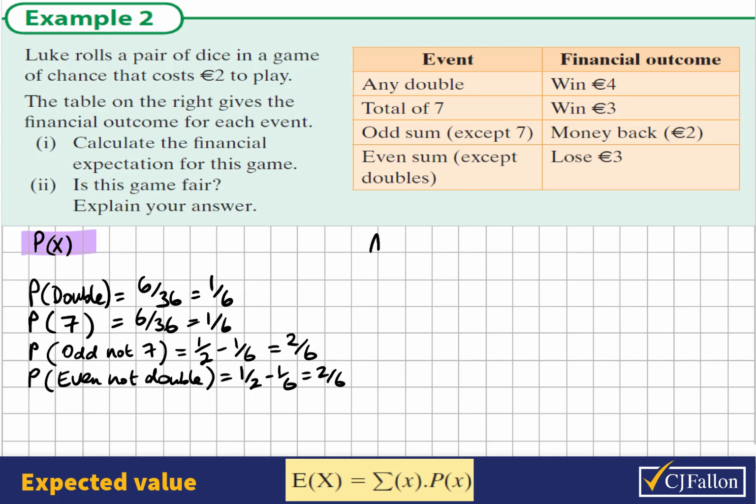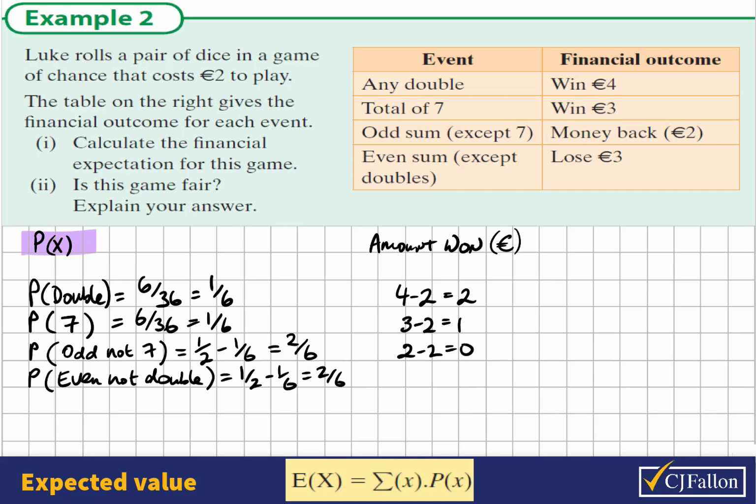Now let's consider how much we would win or lose for each of these options. If we rolled a double, it says we win €4, but we don't really win €4 because it costs €2 to play. So if we roll a double, we take the 2 from the 4, and we'd be up €2. We win 3 with a 7, but again, it just means we're up €1.